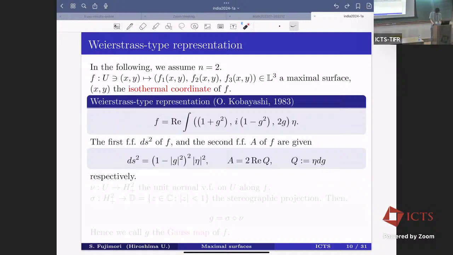The first fundamental form can be described using G and eta here, and the second fundamental form is 2 times the real part of Q. Q is defined using eta and G, and Q is called the Hopf differential. In Professor Loftin's talk, it was denoted by A, but in my talk, it's Q.